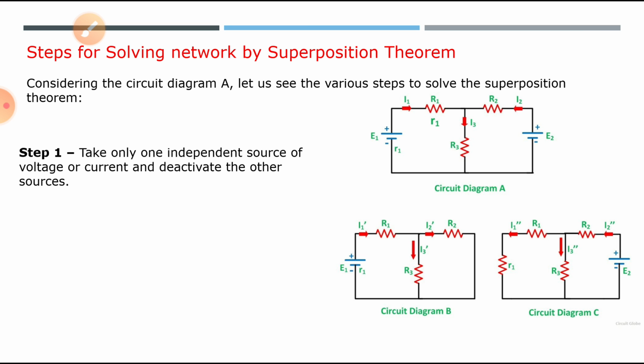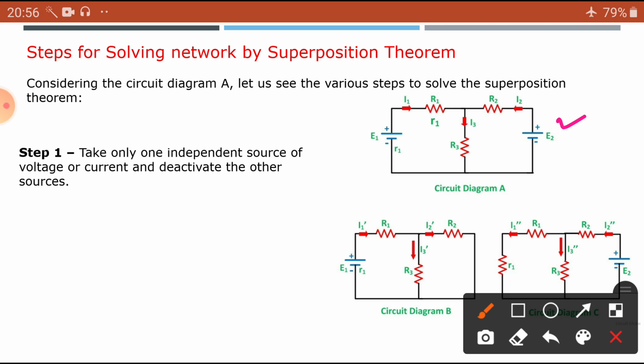First step. Whether here you take this given network, deactivate this one and take only one source in the first case. In the second case, you take the other source and deactivate this source. If its internal resistance is given, you keep it; otherwise simply short it.